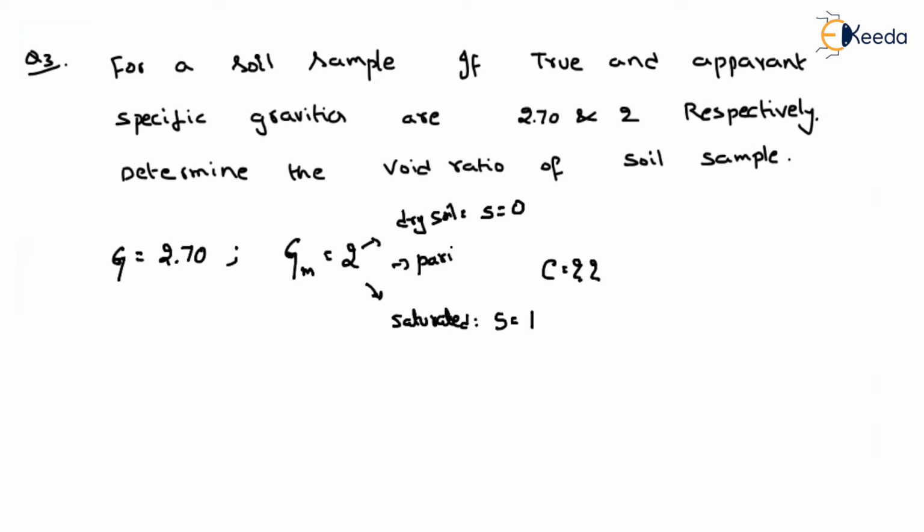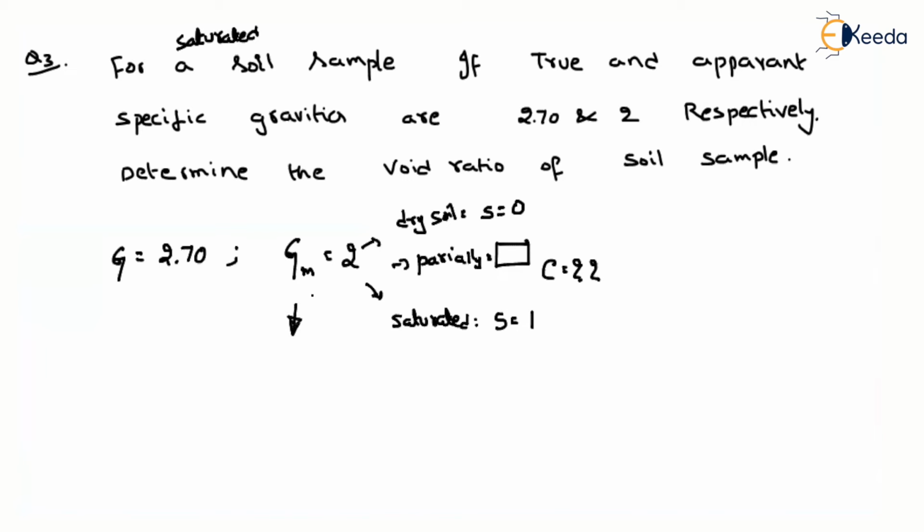If it is partially saturated, then we have to mention some value, like what percentage of the voids are filled with water. Did they mention anything in the question? No. That means it is insufficient data. So let us say that it is for a saturated soil sample. So for a saturated sample our S equals 1.